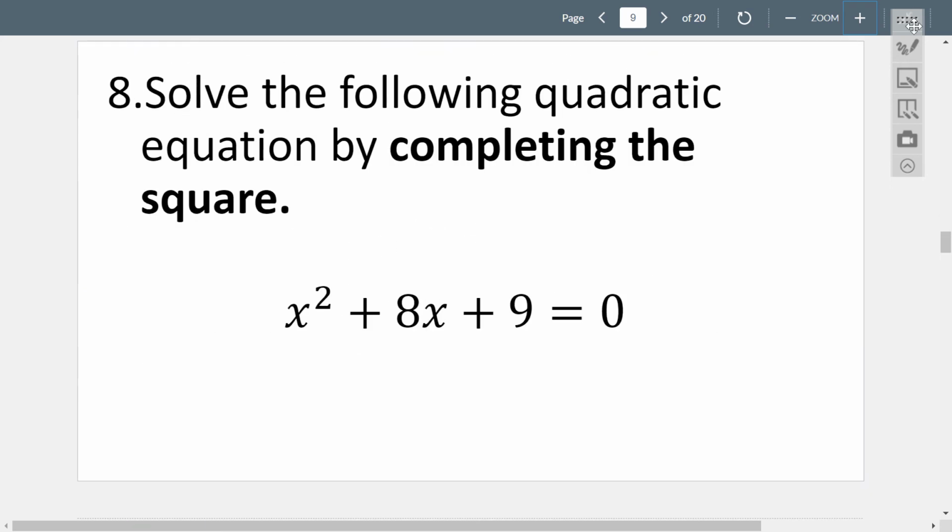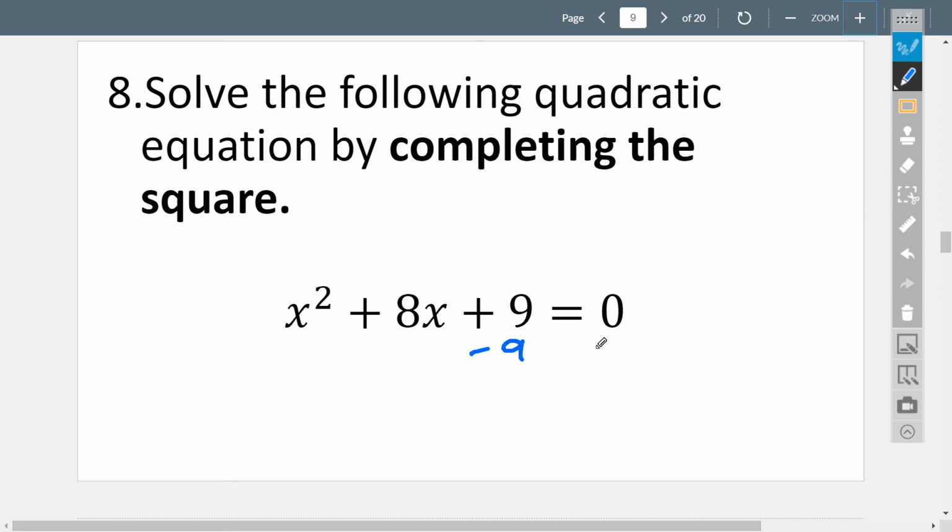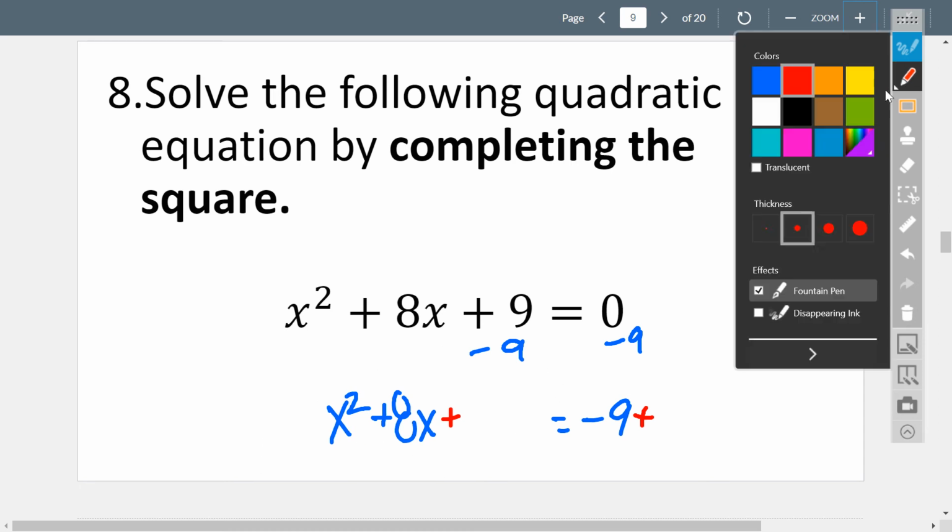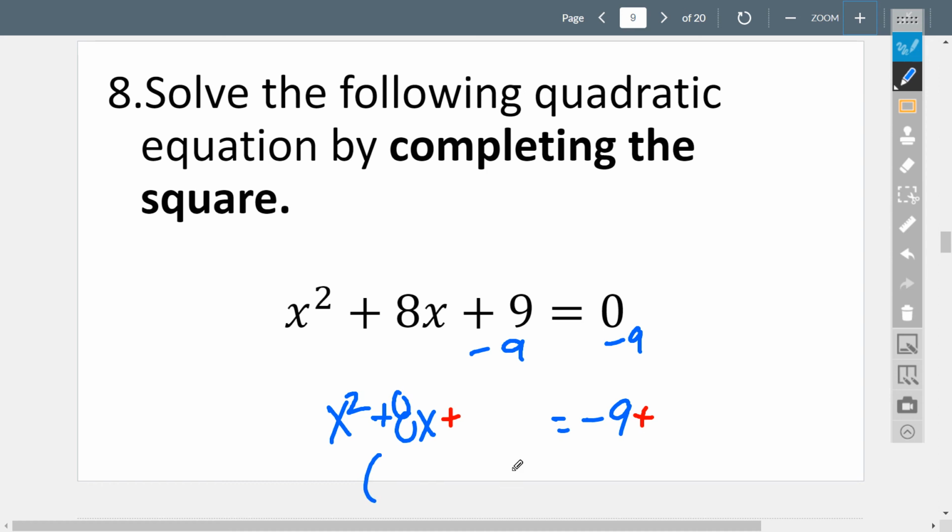Solve the following quadratic by completing the square. Completing the square requires us to create a quadratic that has the same two factors. The first part of this is to get the 9 to the other side. X squared plus 8x equals 9. The next part of this is to add a number to the left side and to the right side, so that when we factor the left side, both the factors are the same.